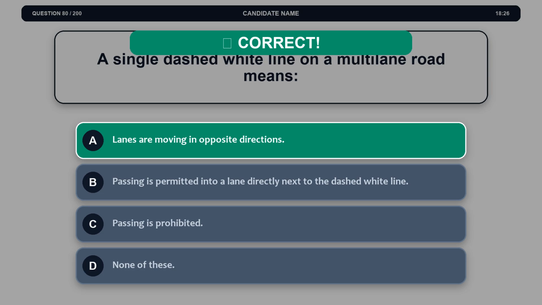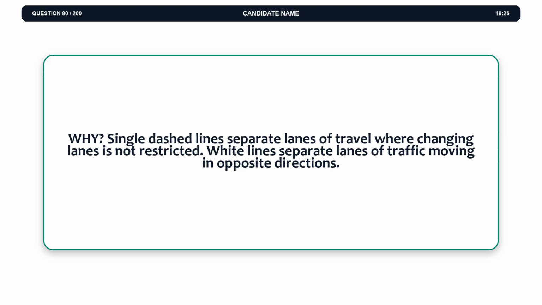The correct answer is option A. Lanes are moving in opposite directions. Explanation. Single dashed lines separate lanes of travel where changing lanes is not restricted. White lines separate lanes of traffic moving in opposite directions.